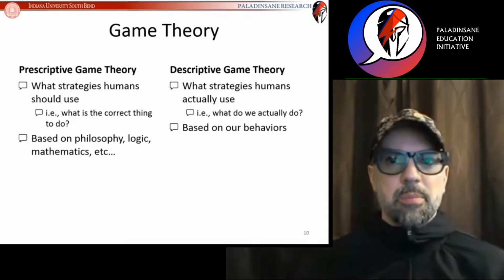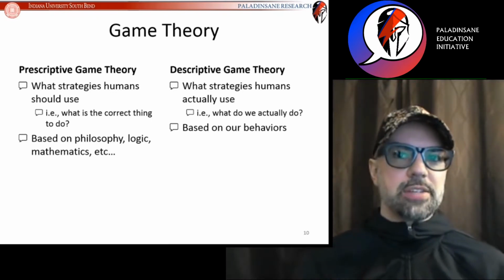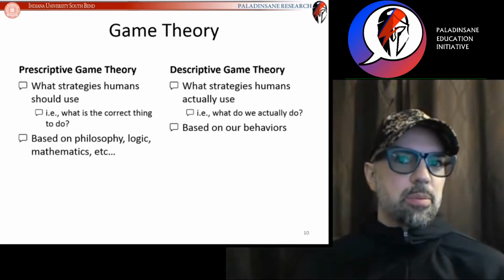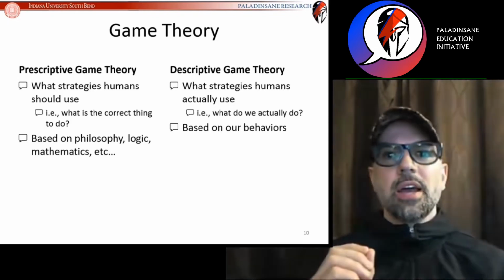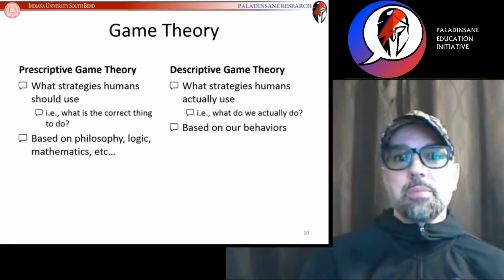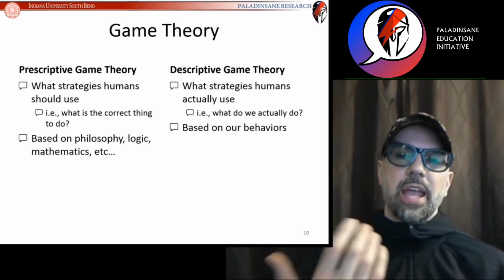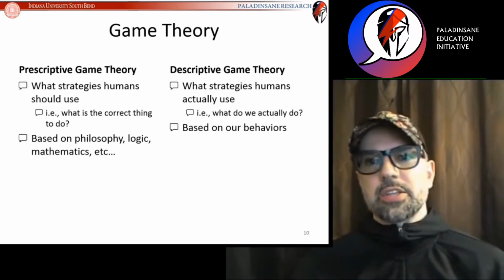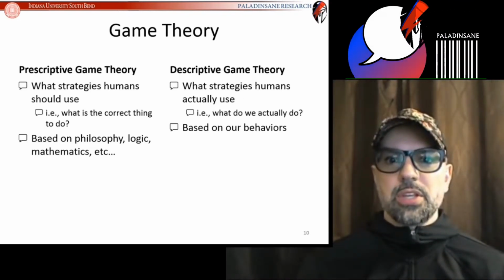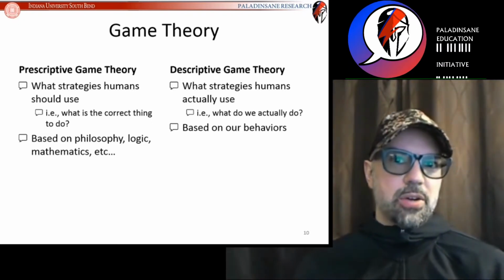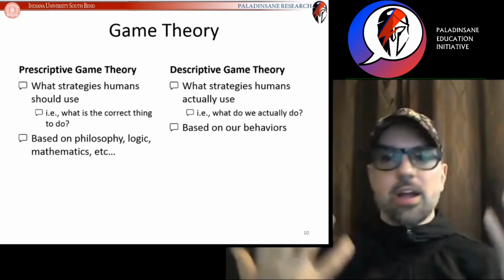For example, in Monopoly, there is a strategy that has been identified as one of the best strategies to use in that game, which is to never build hotels, but simply to have as many houses on your properties as possible. You can Google it if you're interested, but that is prescriptive game theory. That is people proposing, this is how you should play. Descriptive game theory, on the other hand, is the strategies that we actually use to play the game. What are the actual behaviors that we use? And as you might have read in your textbook, how we operate is based on our psychological abilities.